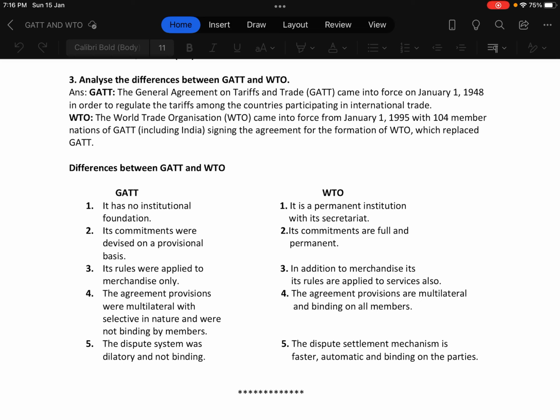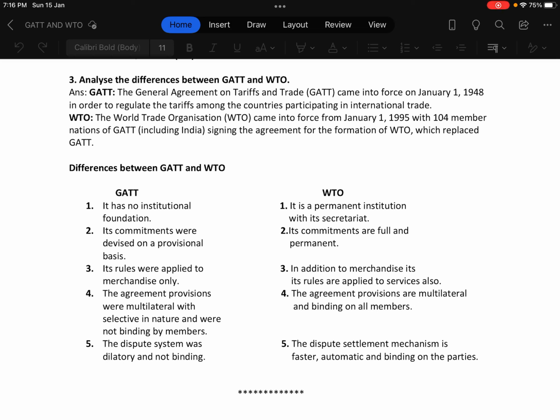Okay. Second one, under GATT, its commitments were devised on a provisional basis because it is temporary. Whatever the agreements, whatever the commitments on the part of the member nations, it was based only on a provisional basis. Whereas under the World Trade Organization, its commitments are full and permanent.